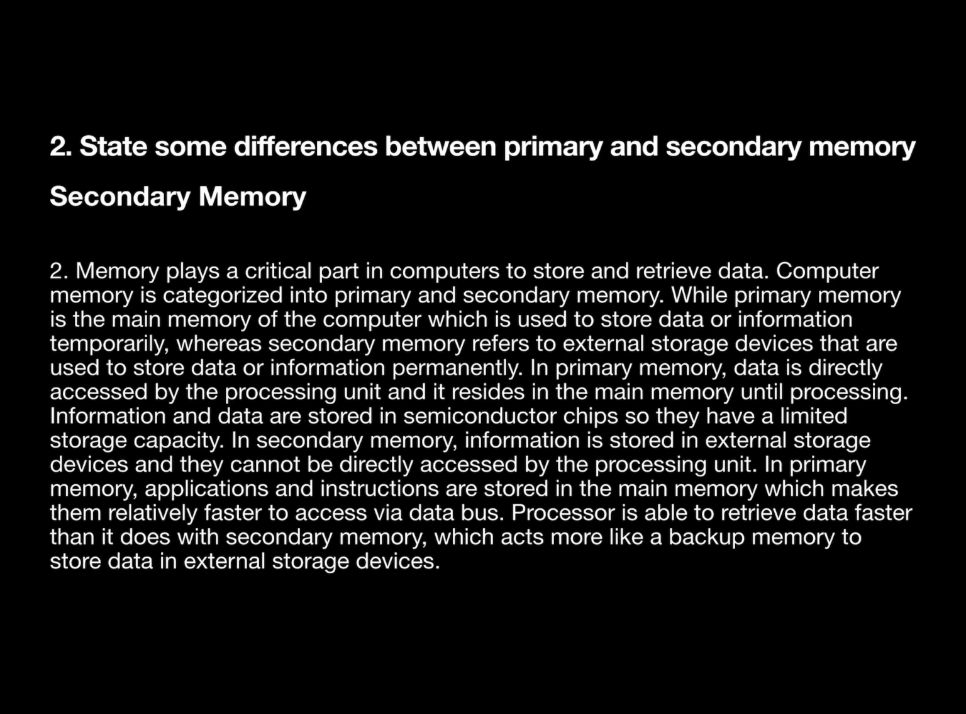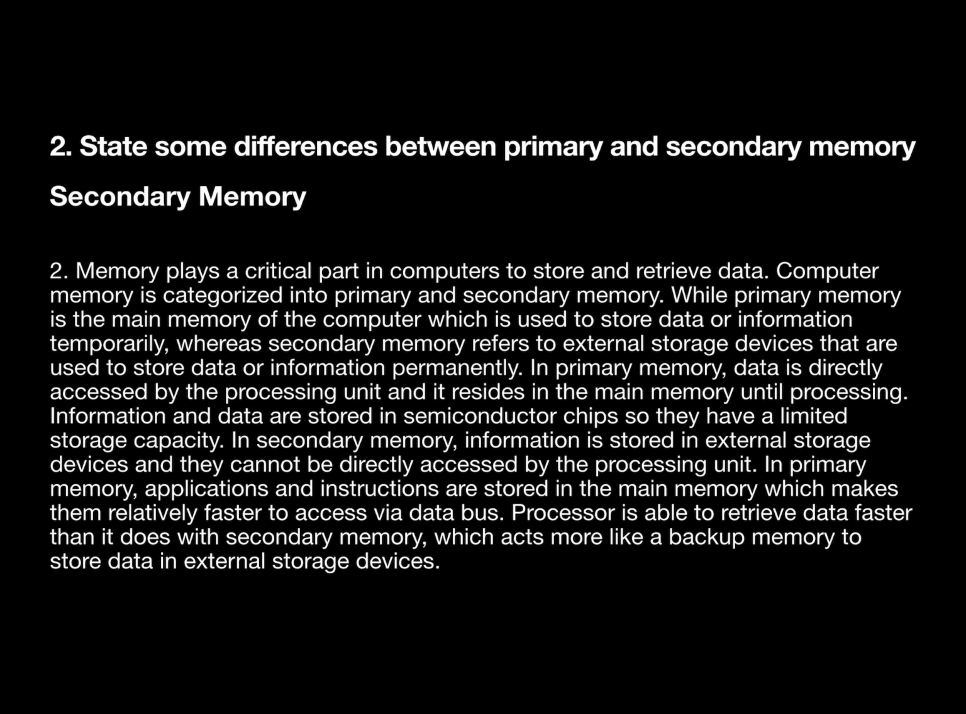Well, now we can go for the second question, which says, state some differences between primary and secondary memory. First of all, memory plays a critical part in computers to store and retrieve data. Computer memory is categorized into primary and secondary memory. Primary memory is the main memory of the computer, which is used to store data or information temporarily, whereas secondary memory refers to external storage devices that are used to store data or information permanently.